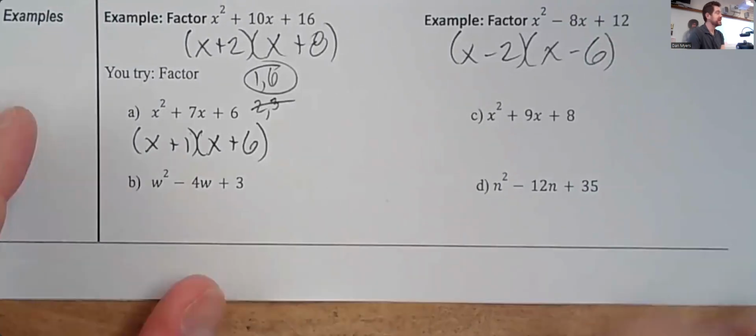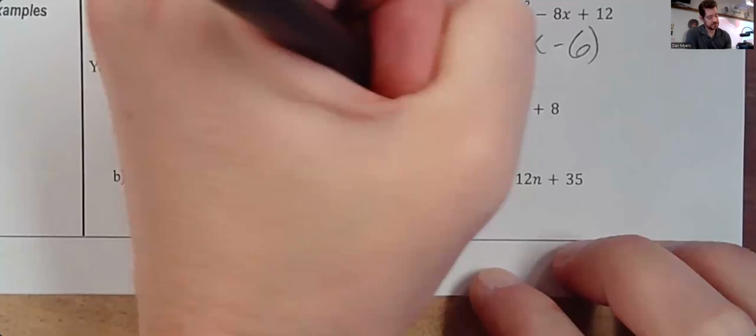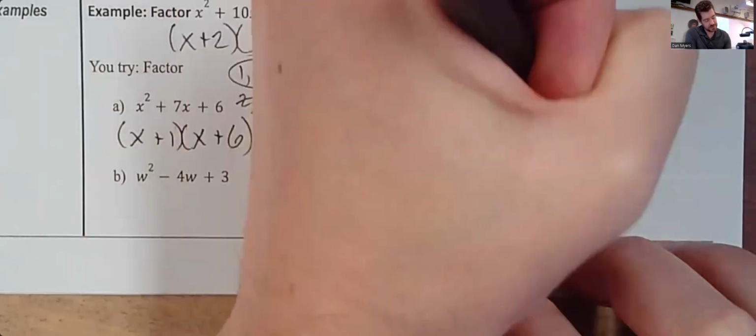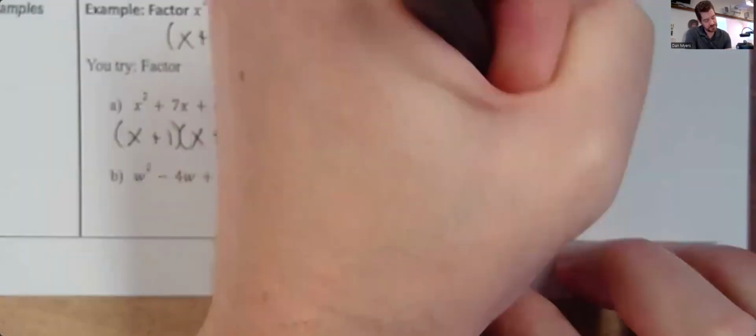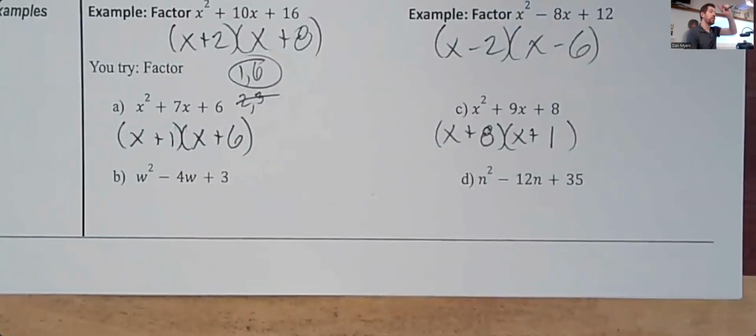How about C? Who's got C? Yvonne, what do you have? X plus 8. Good. 8 and 1. Or if you had 1 and 8, that's fine. It will not be 2 and 4 though. 2 plus 4 is 6 and not 9.